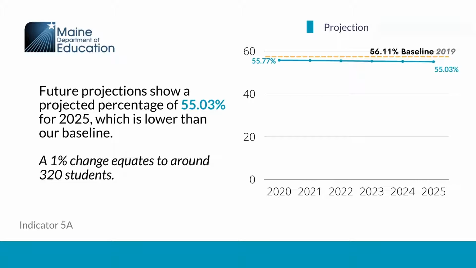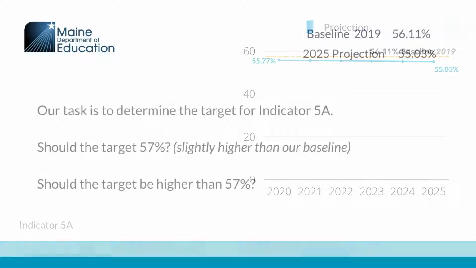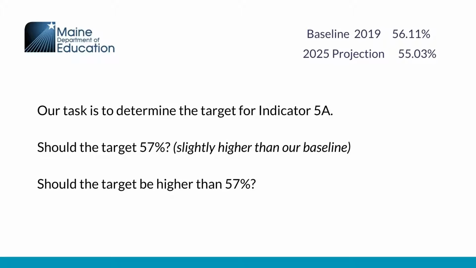We'll want to see that trend reverse course and start increasing, and we'll need to decide on our targets based on this data. A 1% change equates to around 320 students. Our task is to determine if the target should be 57%, which is slightly higher than our baseline, or should the target be higher than 57%.